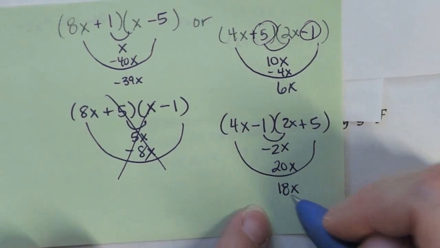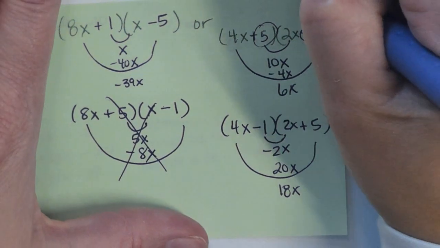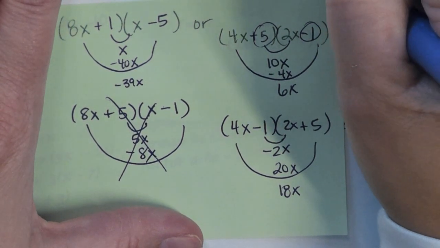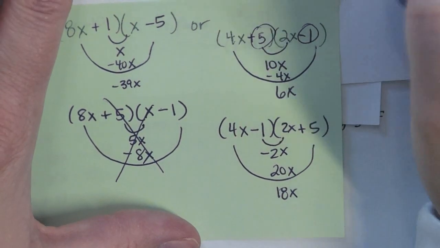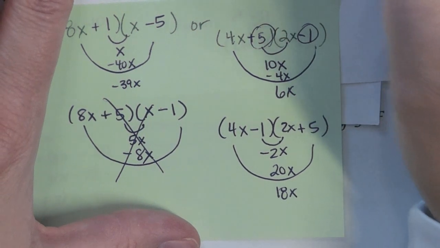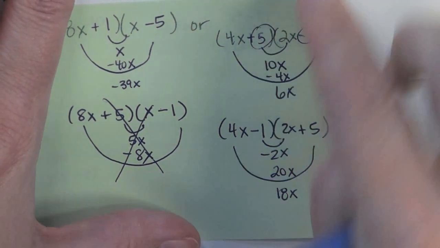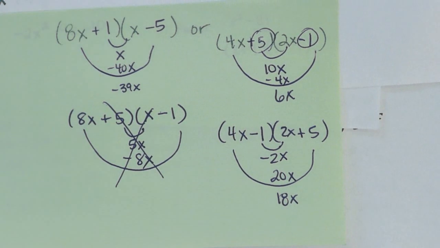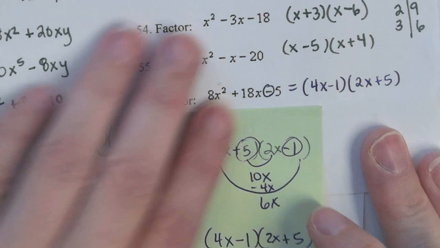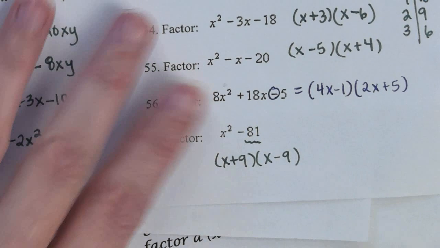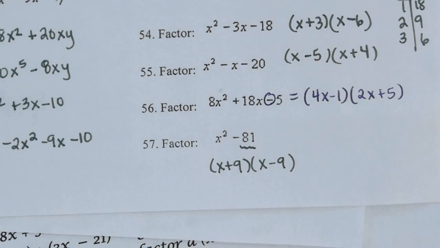If the number's right but the sign is wrong, do you guys know what you have to do? You just have to flip-flop the signs. Okay, so if you tried 4x plus 1 and minus 5, you just have to flip-flop those. Okay, so we checked that with FOIL, so we are good to go.